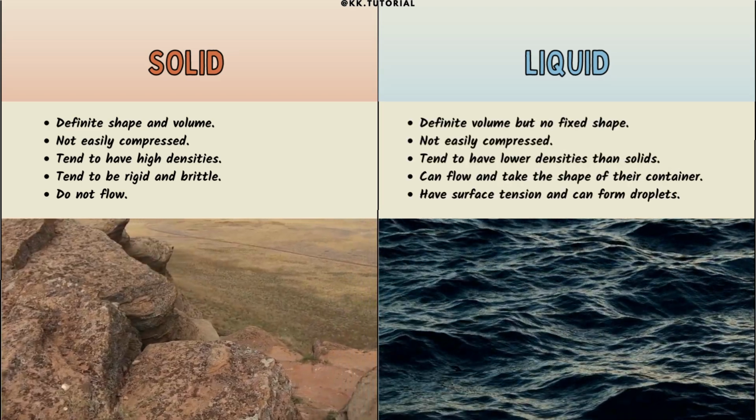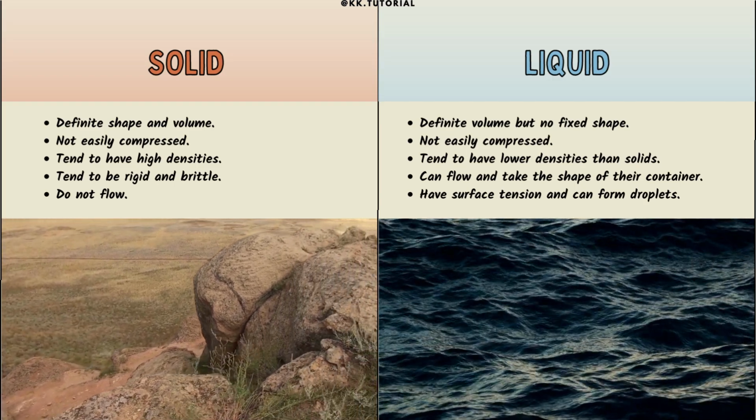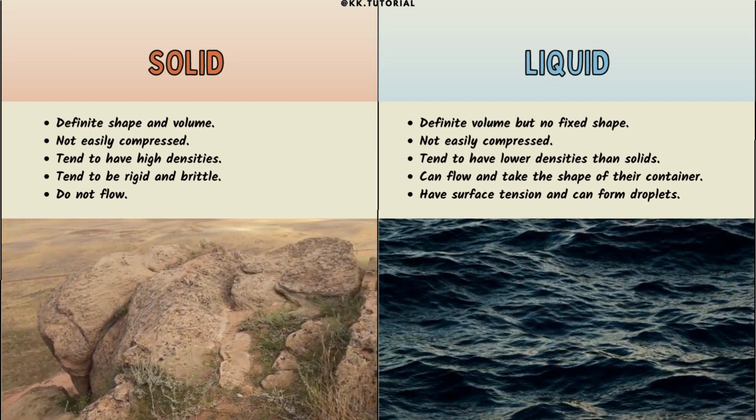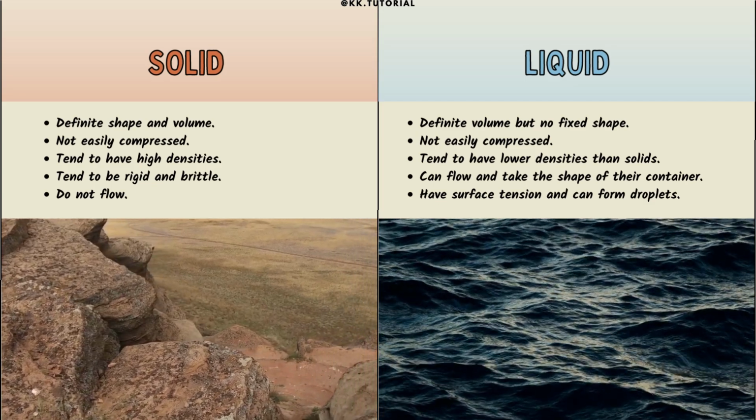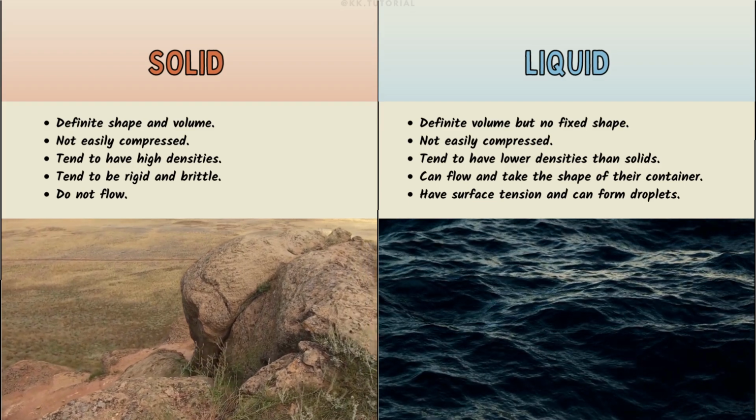Second state of matter is liquid. Definite volume but no fixed shape. Not easily compressed. Tend to have lower densities than solids. Can flow and take the shape of their container. Have surface tension and can form droplets.